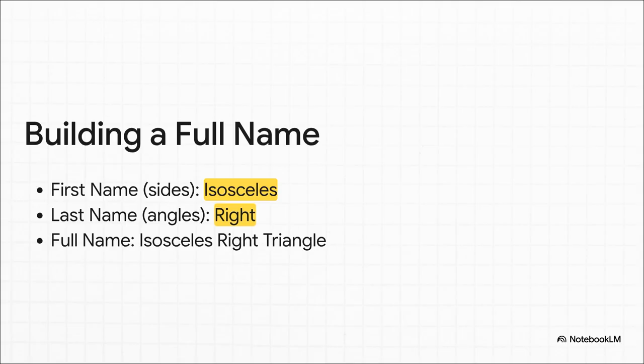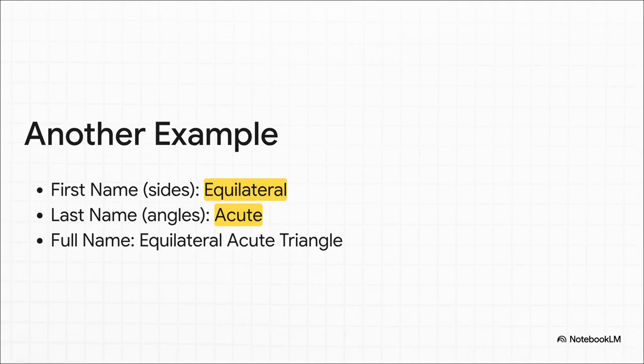Let's say we have a triangle, and two of its sides are equal. Okay, so its first name is isosceles. Then we notice it also has a perfect 90-degree angle, so its last name is right. Put them together, and its full name is an isosceles right triangle. See? Simple as that. Let's do one more, just to lock it in. Imagine a triangle with three equal sides. What do we call that one? Yep, equilateral. And if you were to measure its angles, you'd find they're all less than 90 degrees, which makes it acute. So its full name is an equilateral acute triangle.